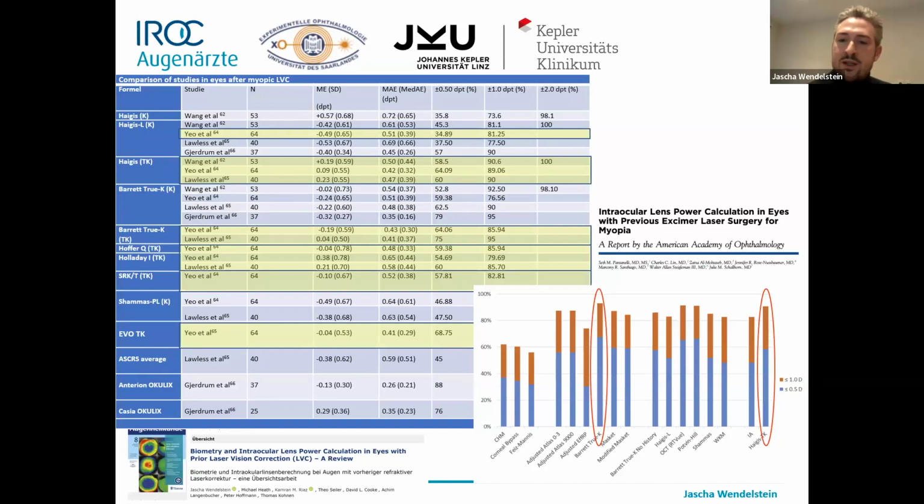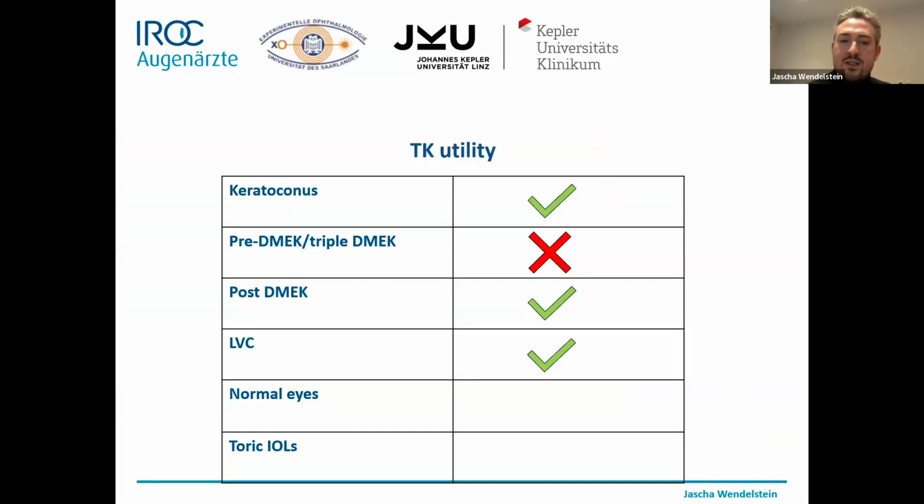There was a very nice review or report by the American Academy of Ophthalmology by Seth Pantanelli, who made those bar charts where you can also see that the Huygens TK formula and the Barrett True K formula, especially in combination with TK values, work very well in those eyes. TK values are of use in laser vision correction eyes.